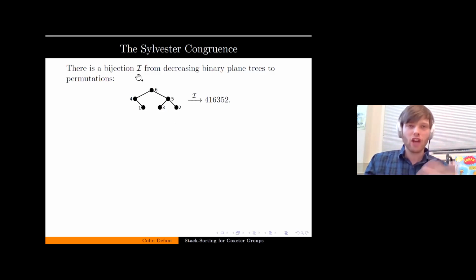And there's this nice bijection between decreasing binary plane trees and permutations, which is called the in-order bijection. Basically, in order to read a tree in order, you just read the vertices in order from left to right. So here I would read 4, then 1, then 6, then 3, then 5, then 2. So I get the permutation 4, 1, 6, 3, 5, 2. There is a way of making this rigorous, and it is actually a bijection. But the point is just there's some bijection between decreasing binary plane trees and permutations.